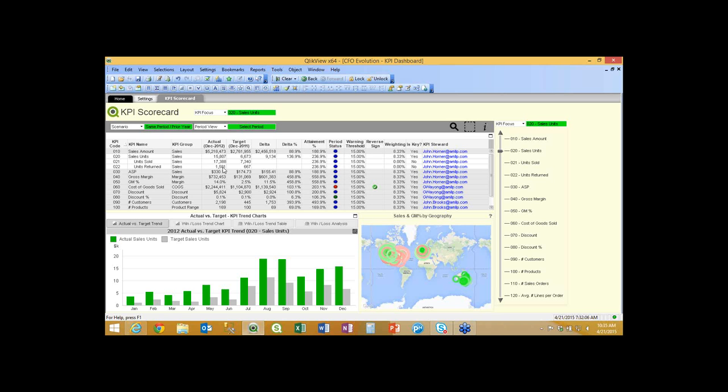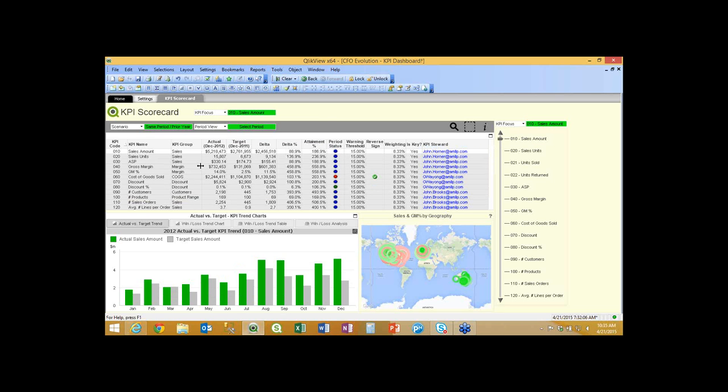Is it because you've had too many returns? Did you sell less than you thought you were going to sell? What are some of the reasons behind that? So we have that hierarchy of measures, if you like, that build up and drive up towards the KPI. I'm going to go back to my bookmark and remove the supporting KPIs for a second.